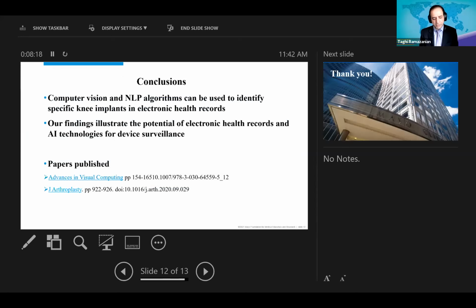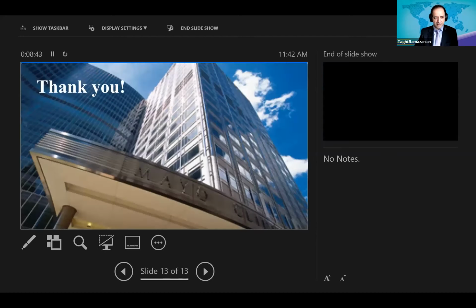So in conclusion, both computer vision and NLP algorithms can be used to identify specific implants in electronic health records. And these findings illustrate the potential of electronic health records and AI technologies for device surveillance. Both studies are published, and these are the references to the papers. Thank you for your attention. I'm open to questions now.